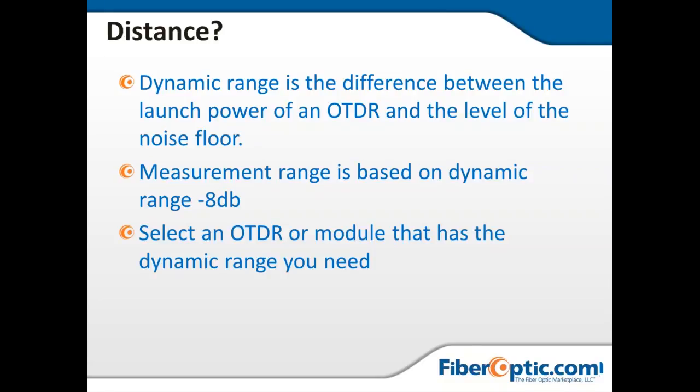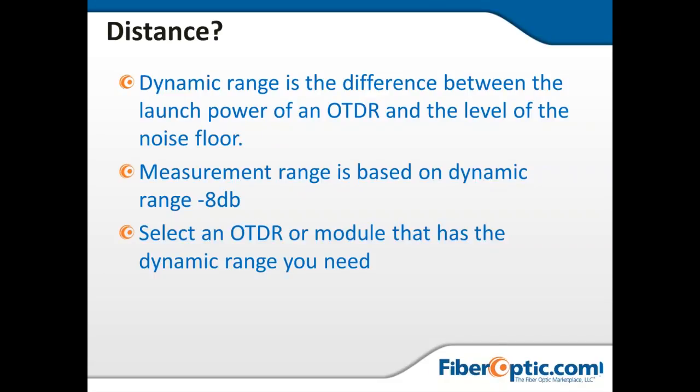Measurement range is really one of the things that you need to take into consideration. What we're trying to show here is you need to subtract about 8 dB from the dynamic range to make sure that you're able to accurately measure the fiber under test, because your noise floor is going to come into play, and I'll show you that on the next screen. You take that dynamic range and subtract about 8 dB to make sure that you've got enough separation between your noise floor and any events that are trying to be measured. So that's an important factor.